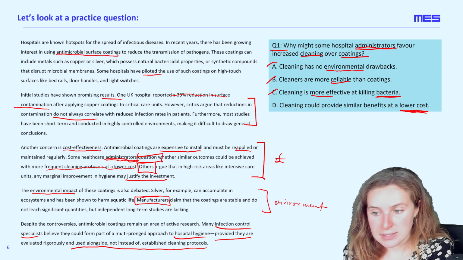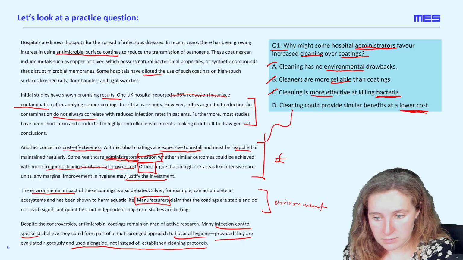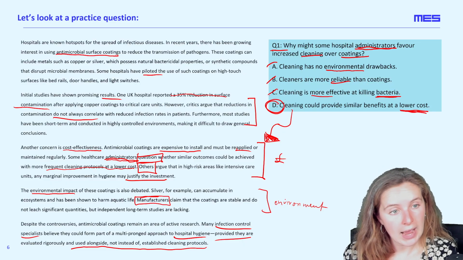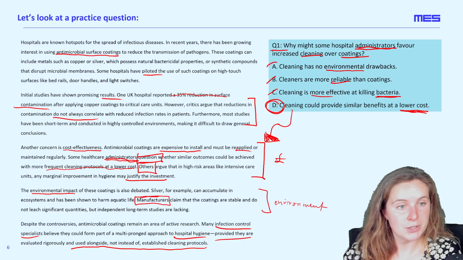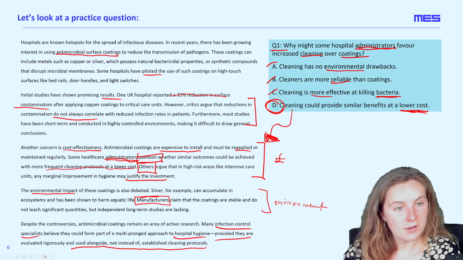Let's check it out. Cleaning could provide similar benefits at a lower cost. This sounds like the information given here, where the administrators are mentioned, where cleaning can also be roughly as effective, but much cheaper. So our answer is D.